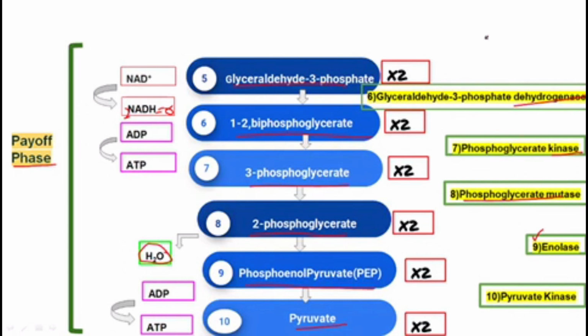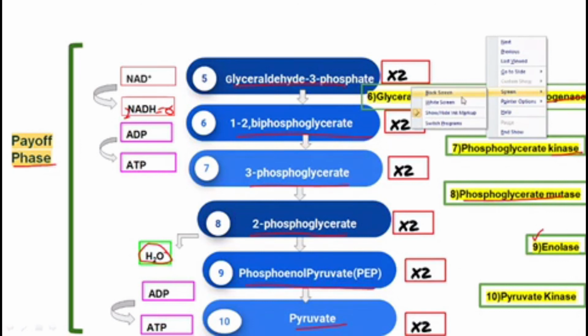So let's quickly summarize the outcome of glycolysis. In the investment phase, we have invested 2 ATP, so I have used a minus sign. In the payoff phase, we are getting 10 ATP, 6 in the form of 2 NADH and 4 ATPs directly. So the net outcome of this glycolysis will be 8 ATP.